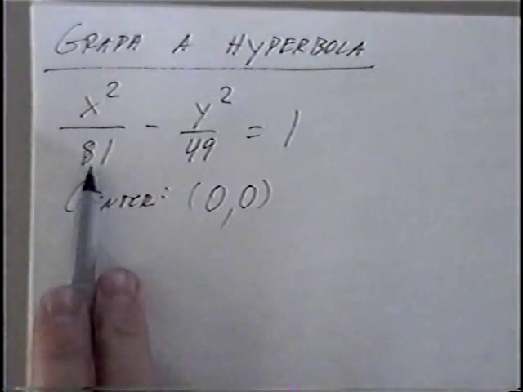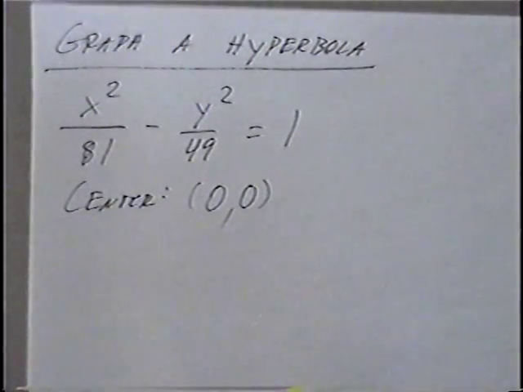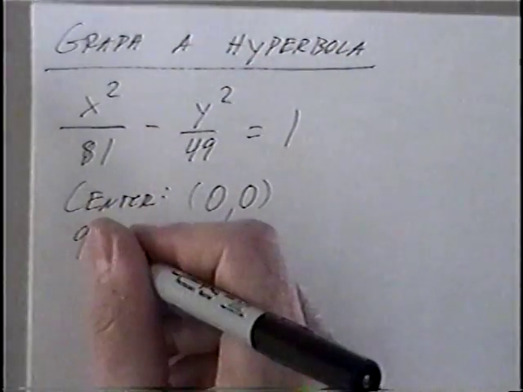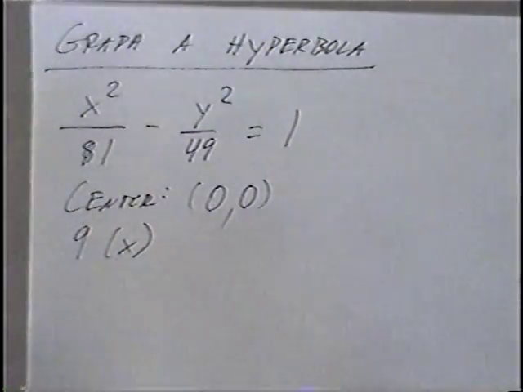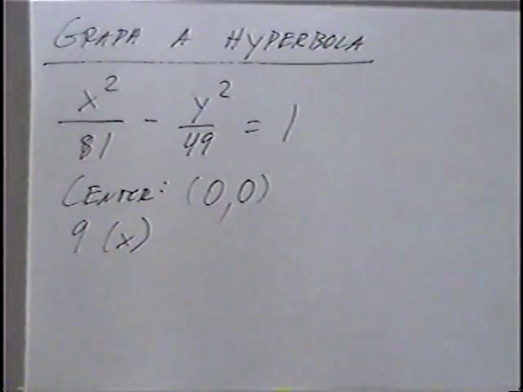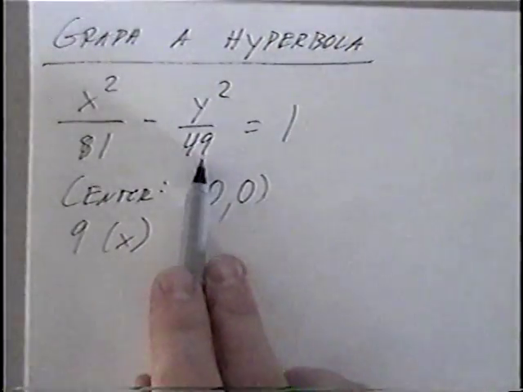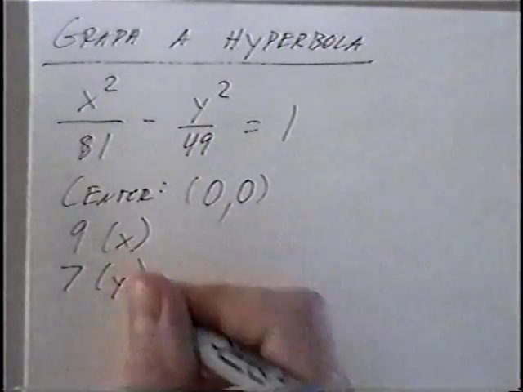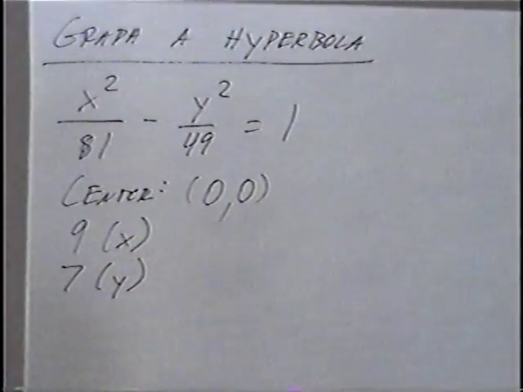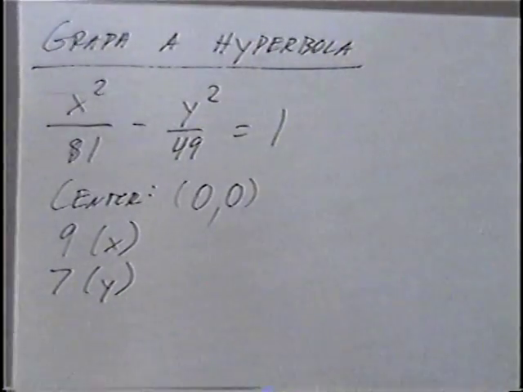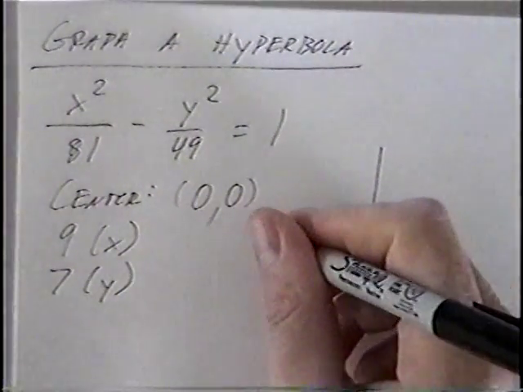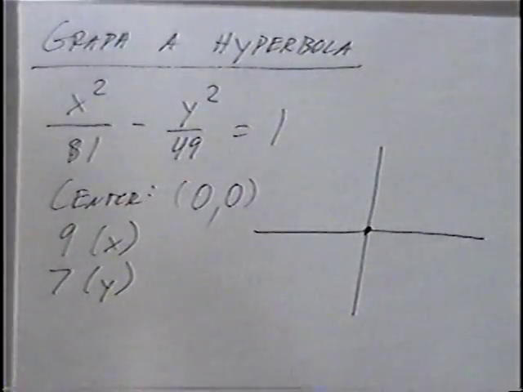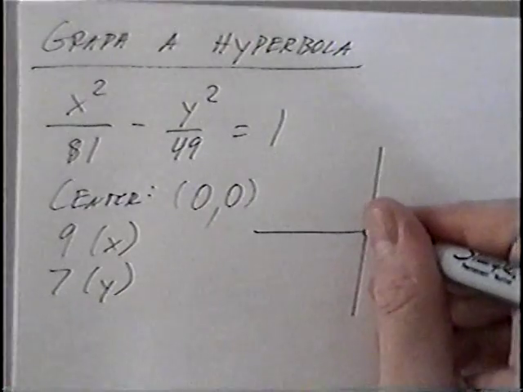For a, it'll be the number underneath the x, which is 81. Taking the square root of 81, that would be 9, and that would be 9 in the x direction. Same thing for the number underneath y. We'll take the square root, which would be 7, and we'll put 7 units in the y direction. From here we can graph. The center would be in the middle. 9 units in the x direction from the center.